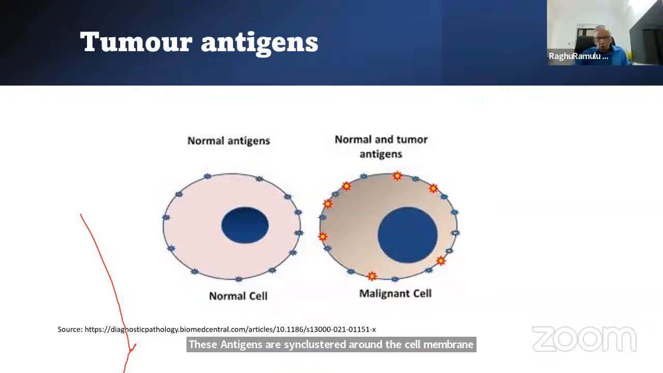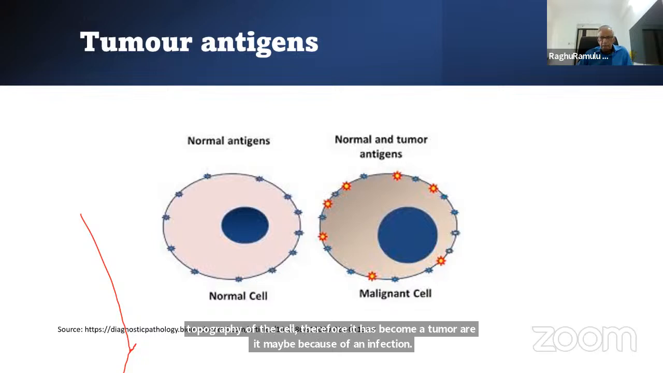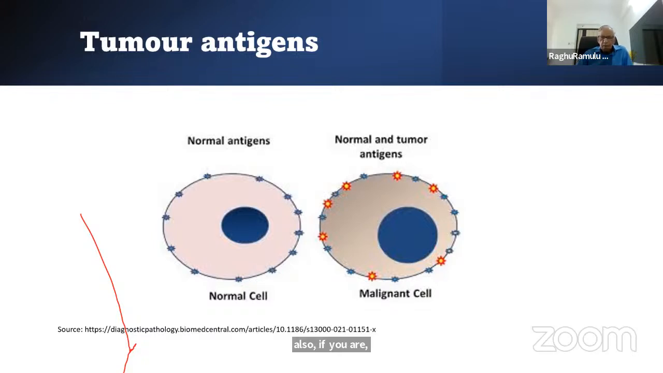Whether this is endogenous or exogenous, the cause may be from outside. That is, some cancer-causing material must have entered the body. As a result, a change has occurred in the topography of the cell. Therefore, it has become a tumor, or tumorigenesis. Or it may be because of an infection that a tumor occurs, like cervical cancer. So we have several examples pertaining to tumor antigens. We have to classify these antigens depending upon various options.